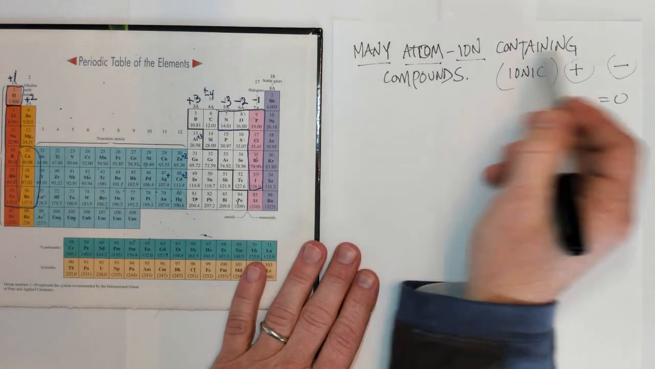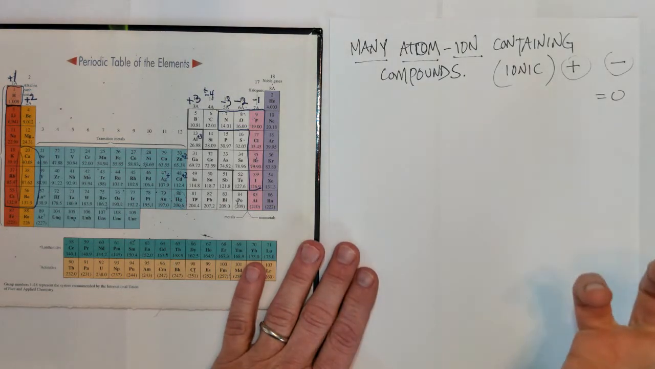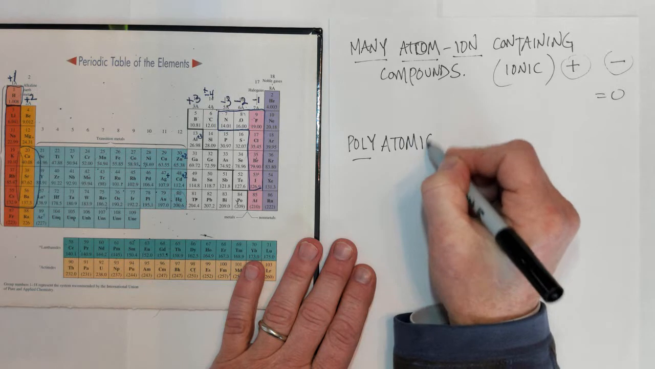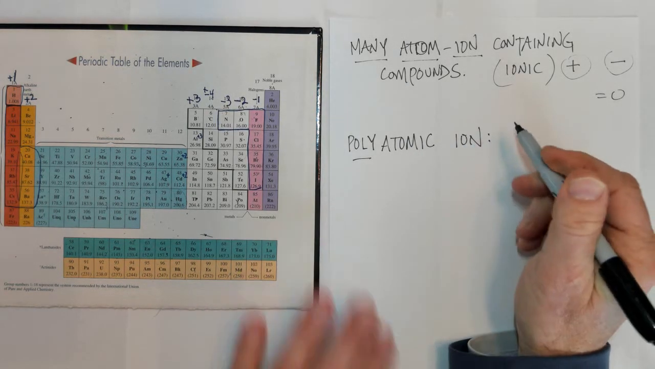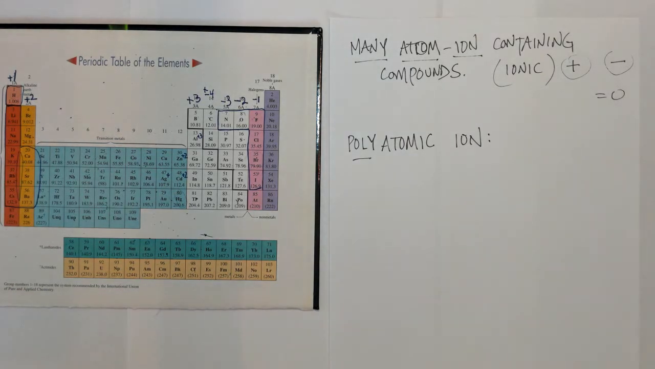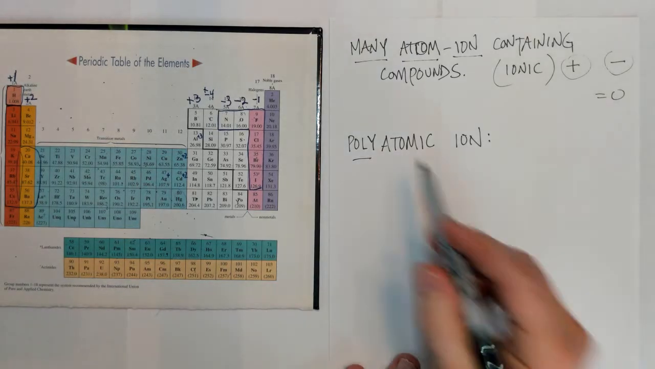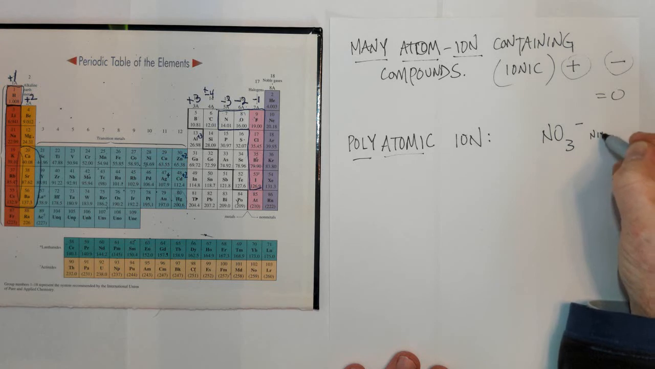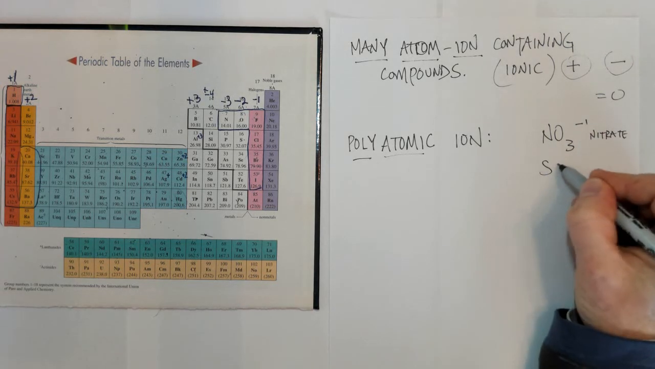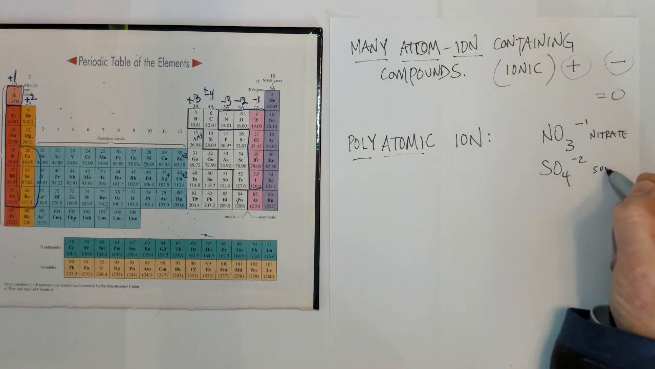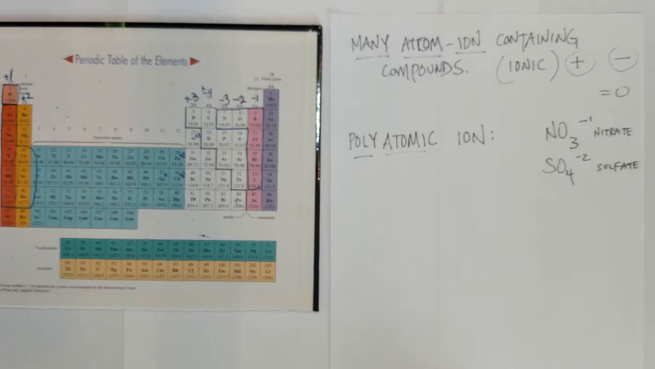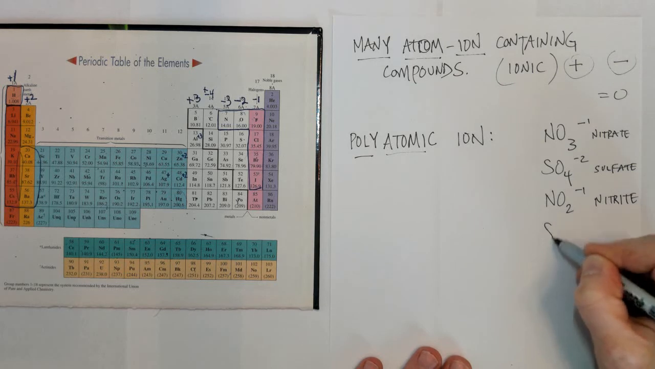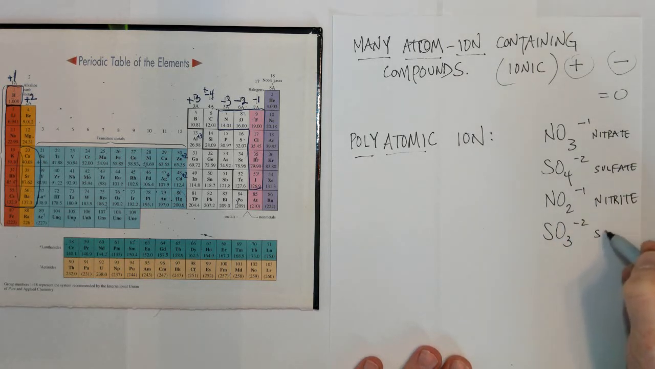But these many atom ion containing compounds now contain special groups of elements that make what are called a polyatomic ion, poly meaning many. Now there are many different polyatomic ions that are listed in your textbook and on the back of your periodic table. I'll give you these poly or many atom ion examples. NO3 together is a -1 charge, and it's called nitrate. SO4 -2 is a many atom ion, and it's called sulfate. NO2 -1 is called nitrite. SO3 -2 is a many atom ion called sulfite.